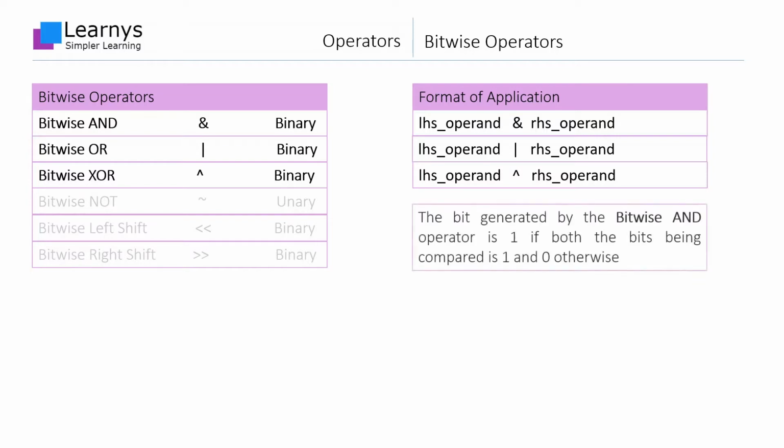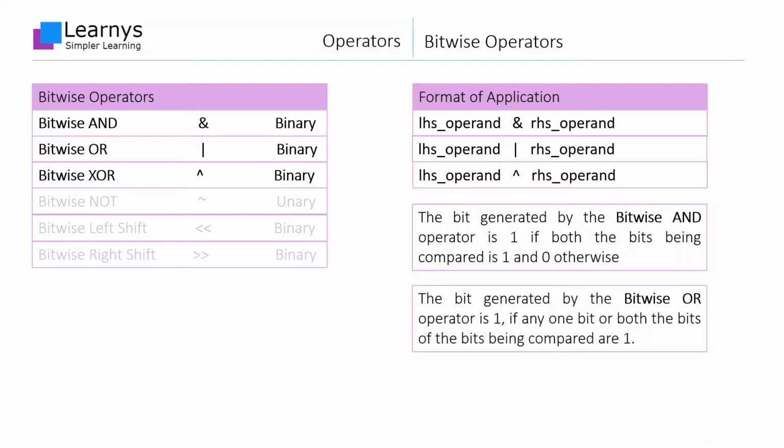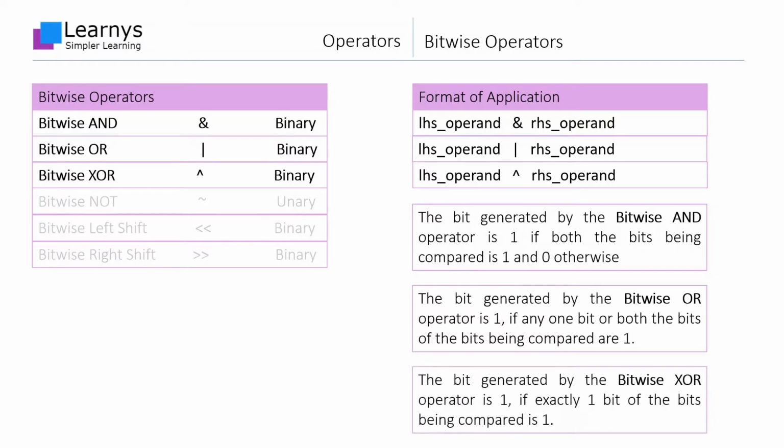The bit generated by the bitwise AND operator is 1 if both the bits being compared are 1 and 0 otherwise. And the bit generated by the bitwise OR operator is 1 if any one bit or both the bits being compared are 1. Whereas the bit generated by the bitwise XOR operator is 1 if exactly one bit of the bits being compared is 1. Let us understand the application of these operators through examples.